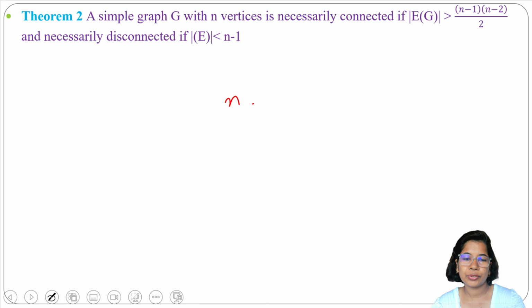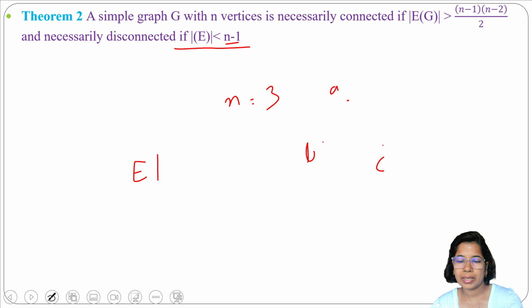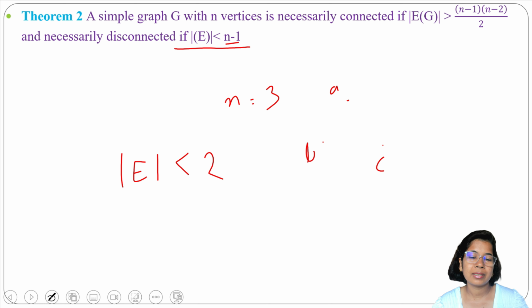Suppose n equals 3. We have 3 vertices A, B, C. So it will be necessarily disconnected if the number of edges is less than n minus 1, that is, less than 2. Less than 2 means it can be 1. Suppose there is just one edge, then it is disconnected. A is one component, B, C is another component.